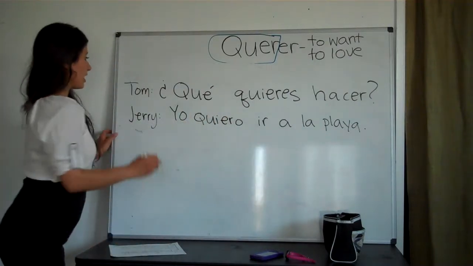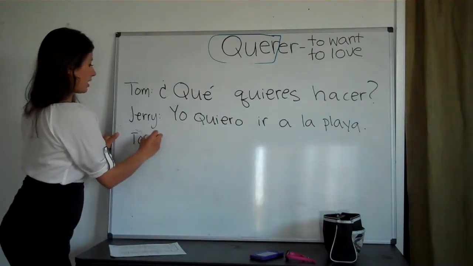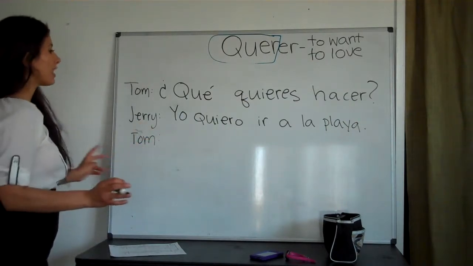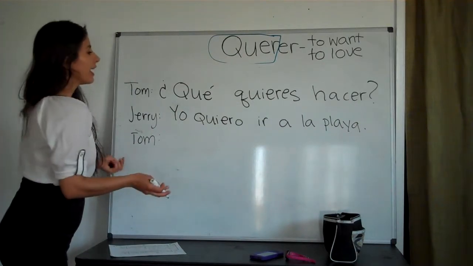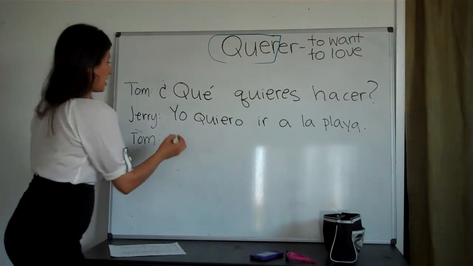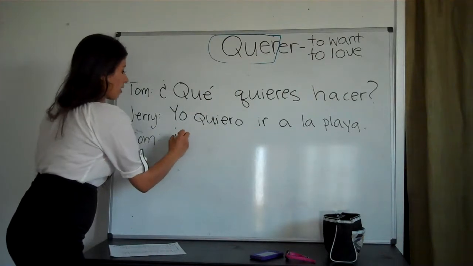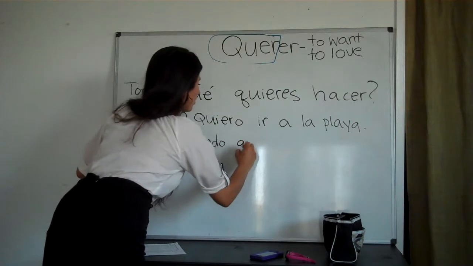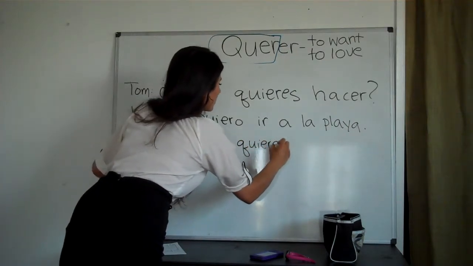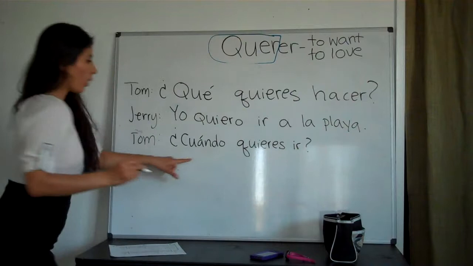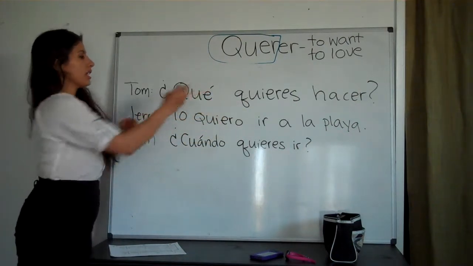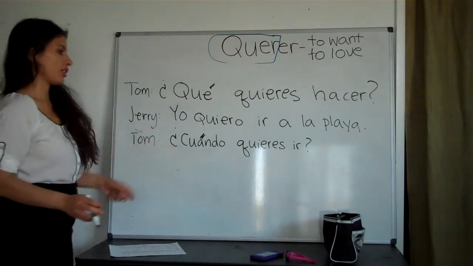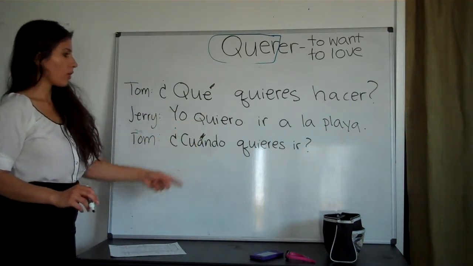And then Tom says, I don't want to get too advanced here, but I still want to make it coherent. And then you can say cuando, when. Cuando quieres ir? When do you want to go? When it's a question, it always typically has this accent to denote that it's being used as a question. Cuando quieres ir?